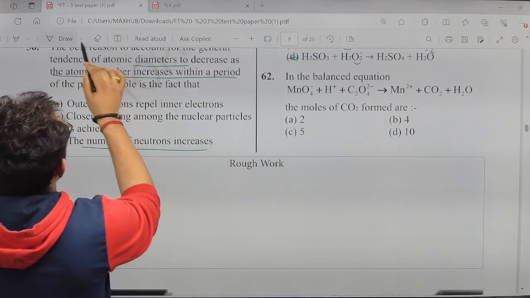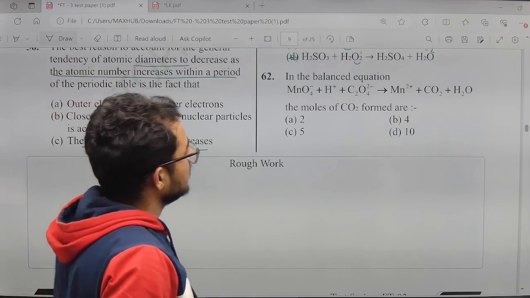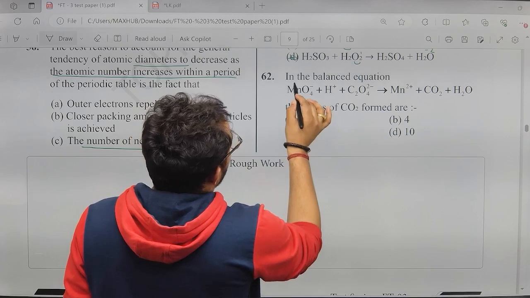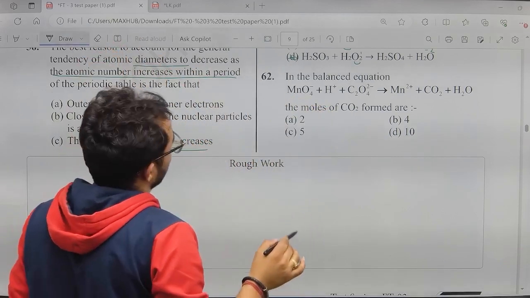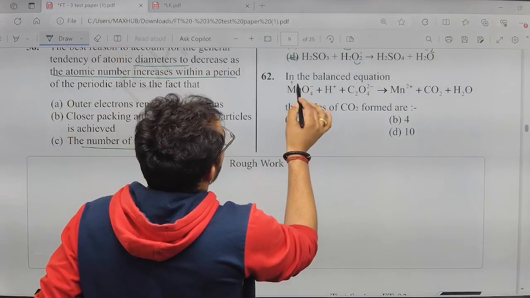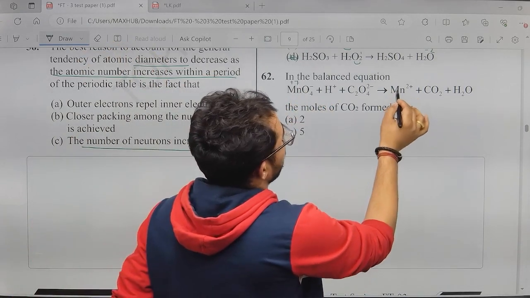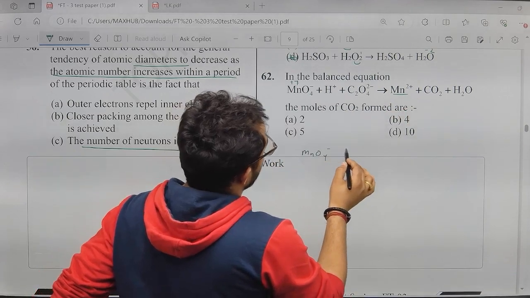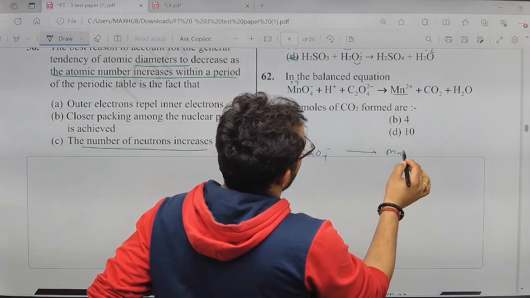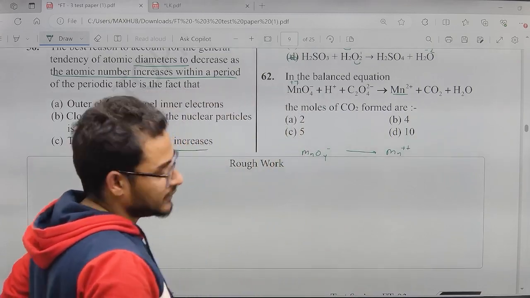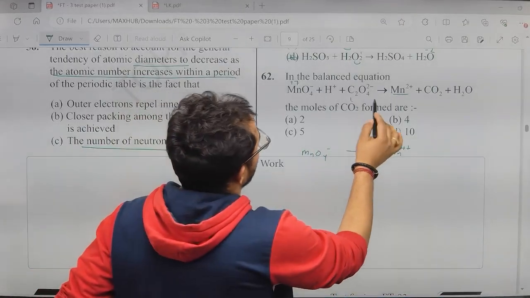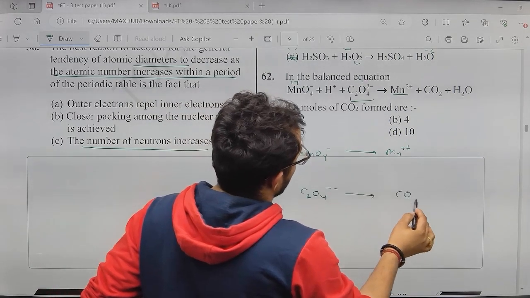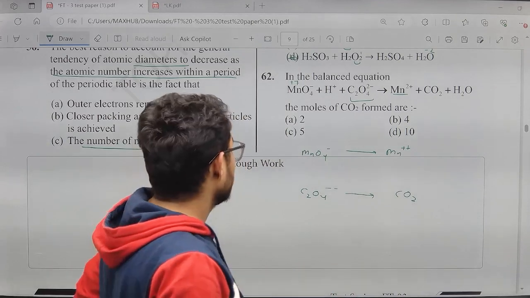Question number 62. We will see the balanced equation. I am going to solve the question here. Mn has +7 here and +2 there. So the reduction step is MnO4 minus gives Mn2 plus. It is the reduction process. And for oxidation, C2O4 2 minus gives CO2. It is the oxidation, right?